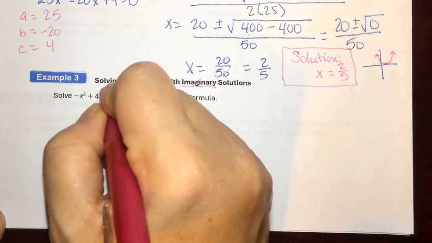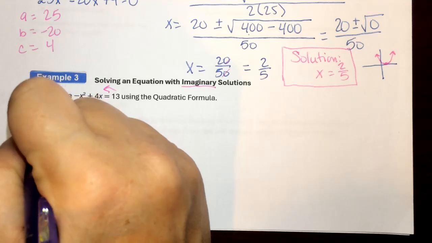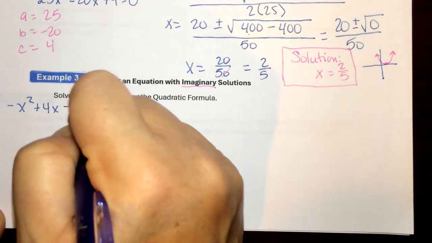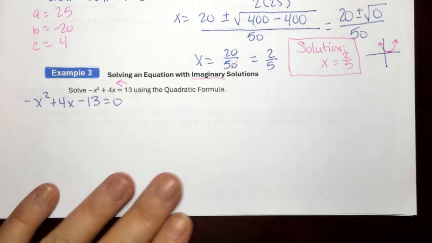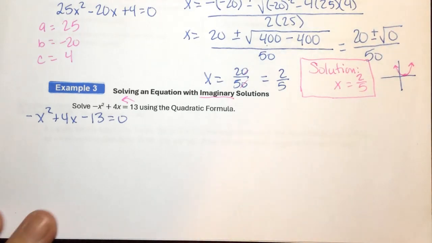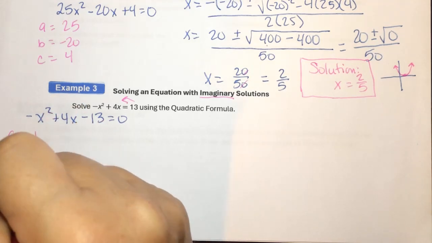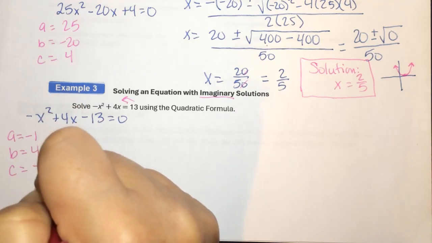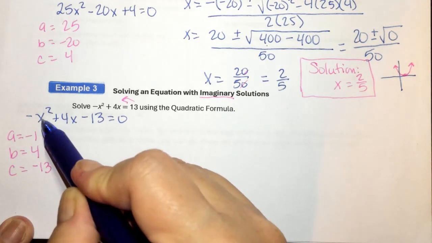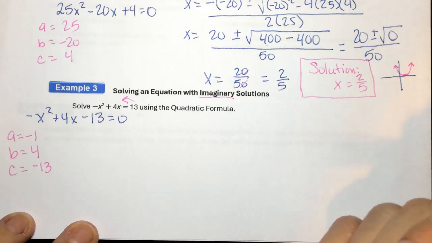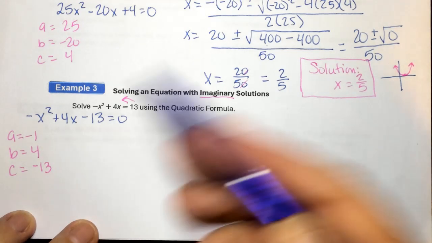So we do need to move this 13 to the other side. So we end up with negative x squared plus 4x minus 13 equals 0. All right, now we need to list our a, b, and c values. So our a is negative 1, b is 4, c is negative 13. And remember, if there's none, there's 1. So in order for this to be negative x squared, it had to have 1 exist. It's just not necessary to write the 1. Okay, so let's plug it into the formula.